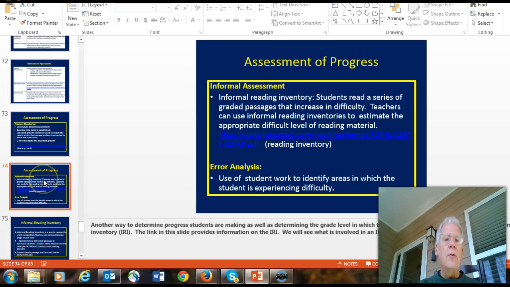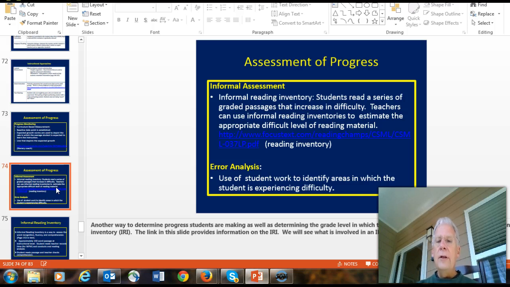Now, some other informal assessments beyond curriculum-based assessments has to do with an informal reading inventory. An informal reading inventory is sort of like a curriculum-based assessment. You're taking a passage from the particular book or basal reader that the student's reading from, and it's usually a graded passage. So if you have a third grade student who's reading at the second grade level, you might start off with a second grade reading passage to see how that student does.